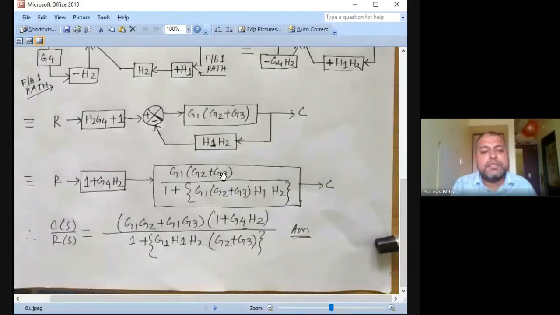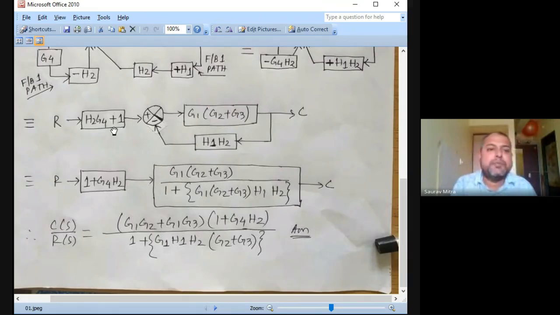And what is remaining is G1 into G2 plus G3, and there is H1, H2, which is in a negative feedback. So if you're solving it now, G by 1 plus GH, because this path is negative. So it will become G1 into G2 plus G3 divided by 1 plus G1 into G2 plus G3 multiplied by H1, H2. So this is that.